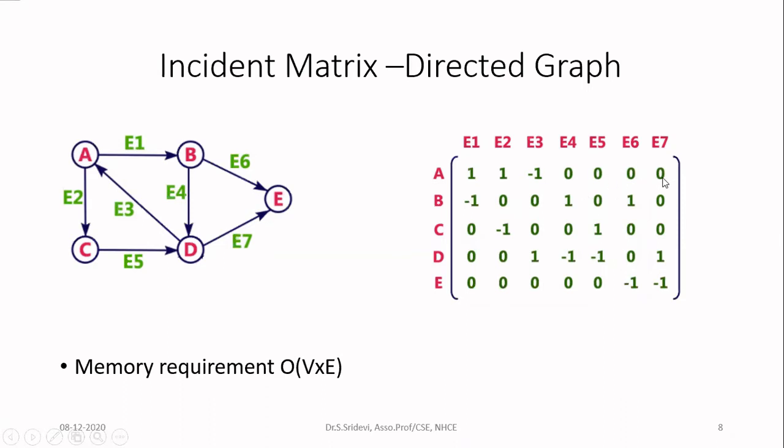Now let me consider one more node. Let us consider E. E is having 2 incoming edges. So incoming edge means you will write -1. So the edges are nothing but E6 and E7. So take the row for E, go to the column E6 and E7. In that you write -1. And all the remaining will be 0 because other edges are not connected to node E. So this is how we will represent the incident matrix.